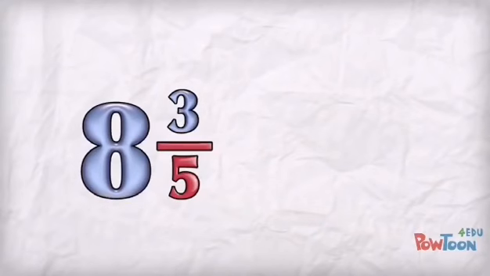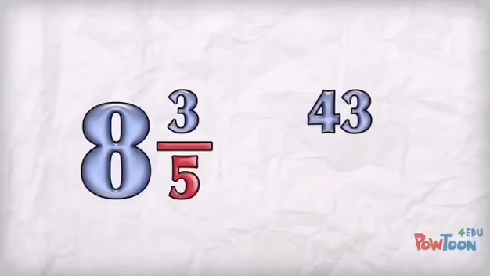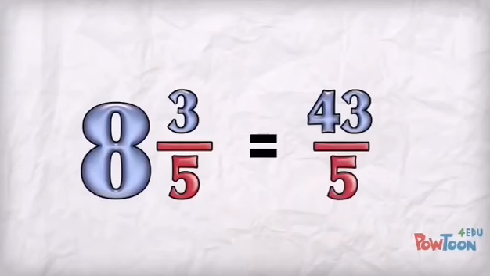8 wholes. Each whole is worth 5 parts. So 8 times 5 is 40. Plus the remaining 3, that's 43. Put that back over the denominator of 5. Done.